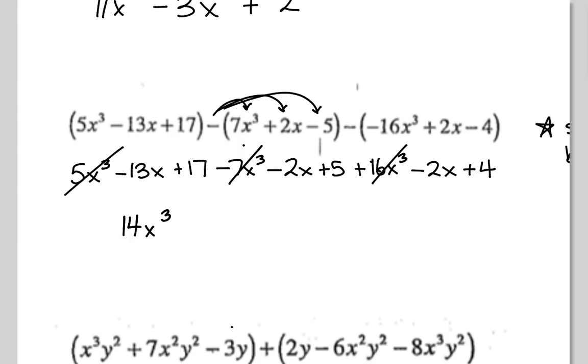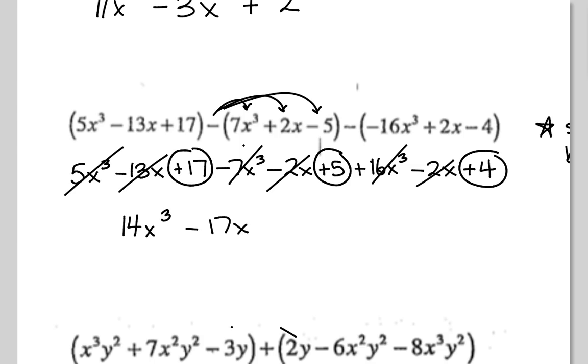Now what about the x's? Minus 13, minus 2, minus 2 again. That makes minus 17. And then last but not least, we have the constants. A 17 and a 5 and a 4. I got 26. How do you guys feel about that? Feels good?